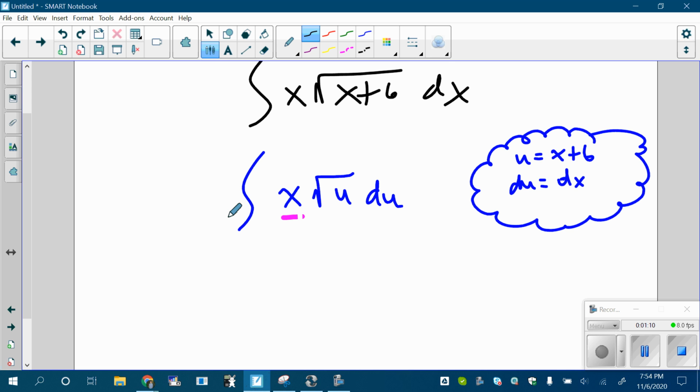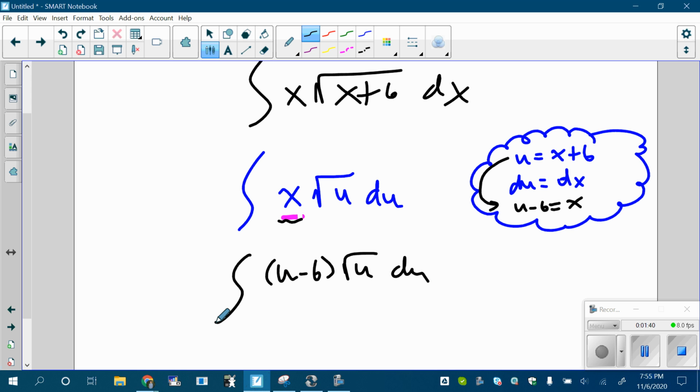What you can do in this case is take your choice of u and rearrange it. Because remember, what you really want to do here is express this x in terms of u so that your entire indefinite integral has u's and du's. If you just simply subtract the 6 over, you now have a way to express x in terms of u. So you can change that x to a u minus 6. And now you have an indefinite integral just in terms of u's with a du.